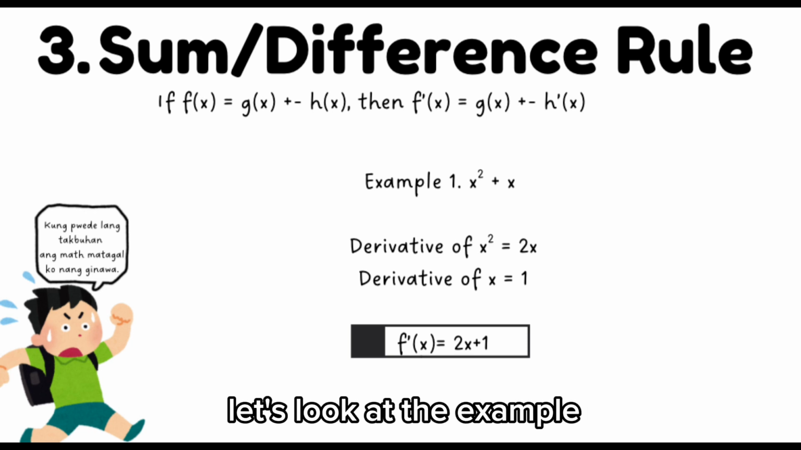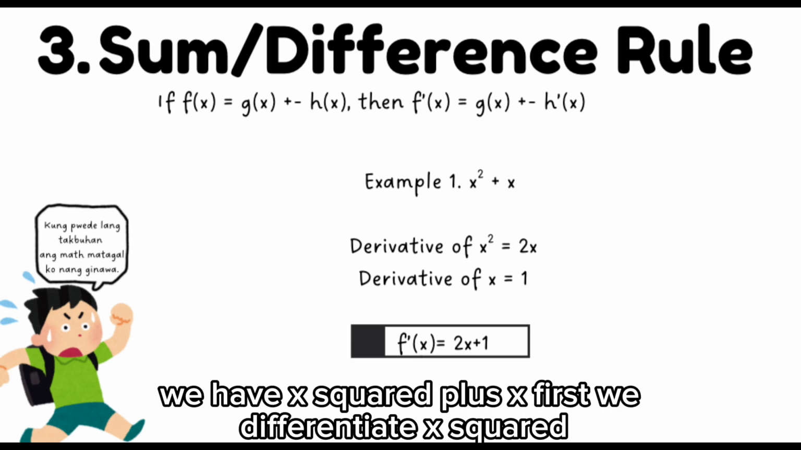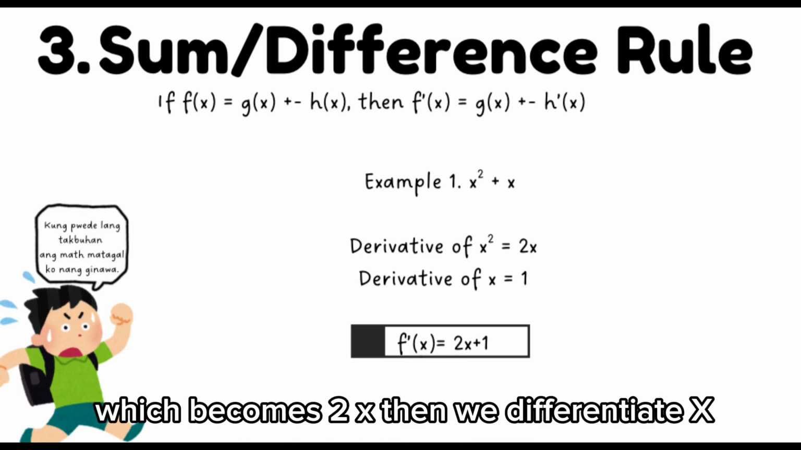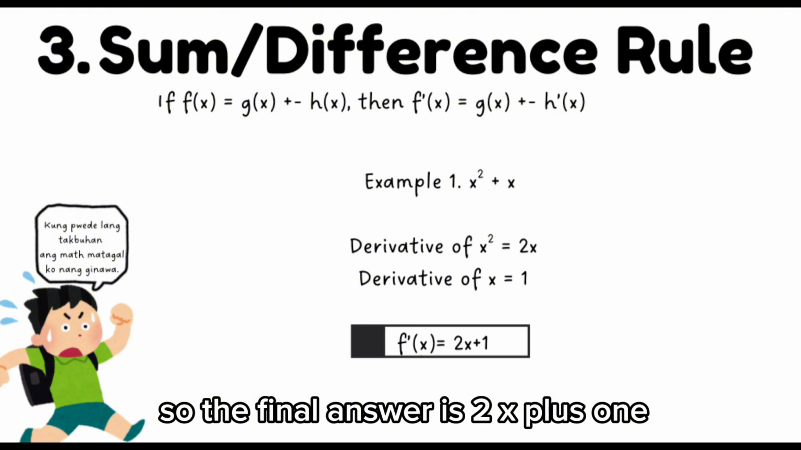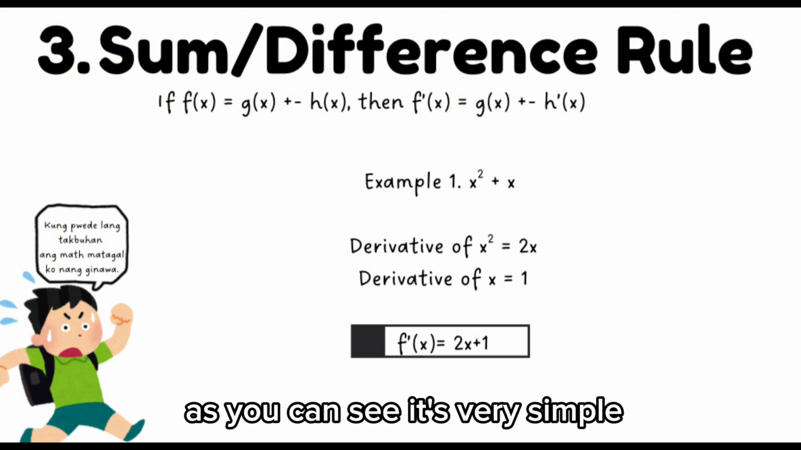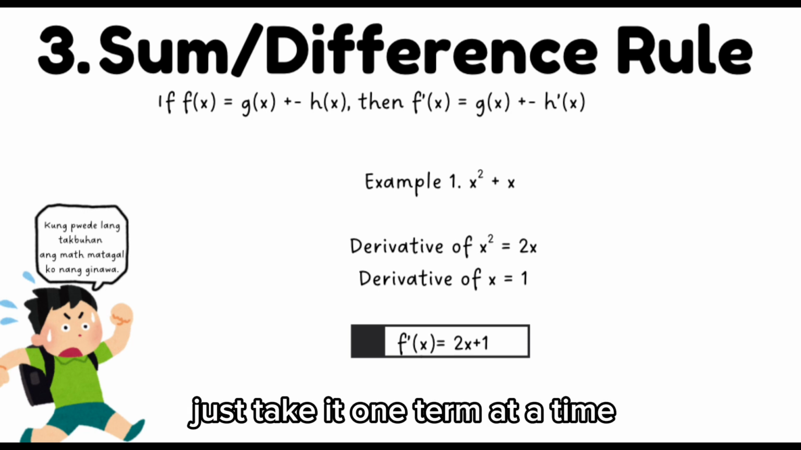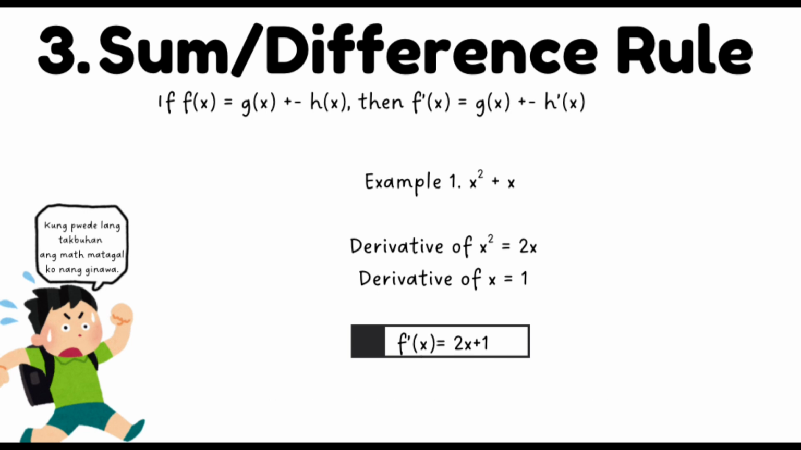Let's look at the example. We have x squared plus x. First, we differentiate x squared, which becomes 2x. Then, we differentiate x, which becomes 1. Now, we just combine the results. So, the final answer is 2x plus 1. As you can see, it's very simple. Just take it one term at a time.